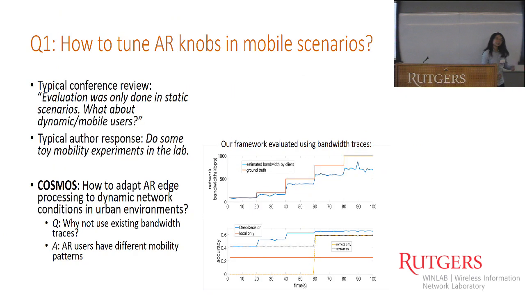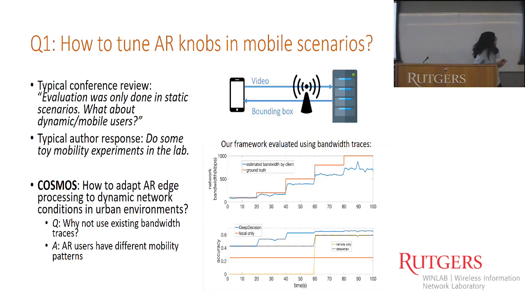Okay. So what did we do when we evaluated? We basically had a setup like this, where you had a phone, you had a server, and we just connected over Wi-Fi. And we changed the bandwidth over time with some traces, and we evaluated the performance of the system. So that's like a typical thing that you might do in an evaluation.